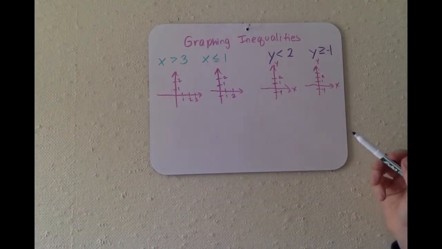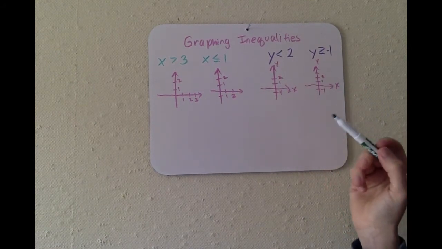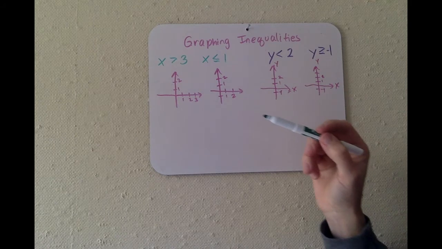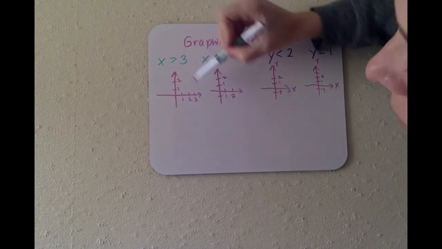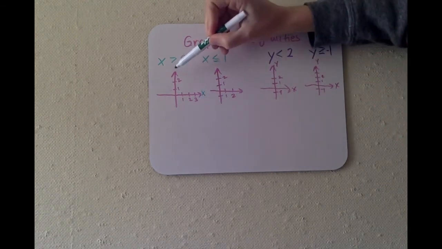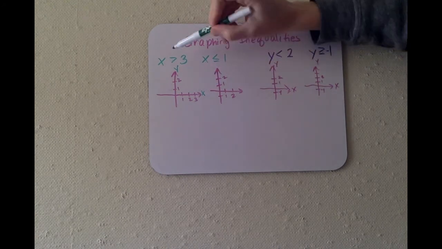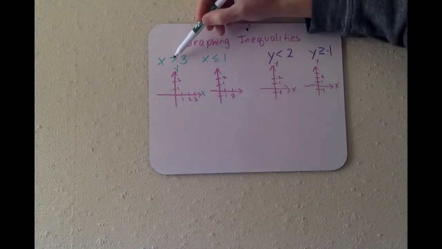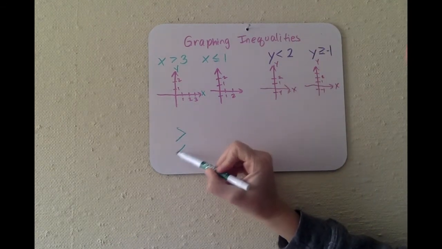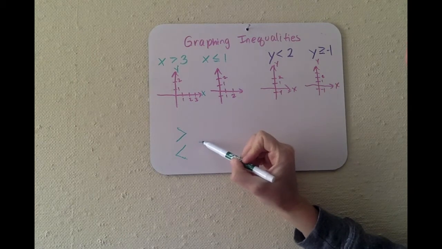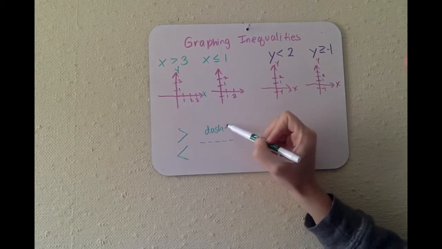Okay, so taking a look at these graphing inequalities, you can take a moment and draw these examples down. We have x is greater than 3, so this is our x-axis, this is our y-axis, so I go to where x equals 3. The greater than and less than signs, when we draw the line, it's going to be dashed. We call this a dashed line.